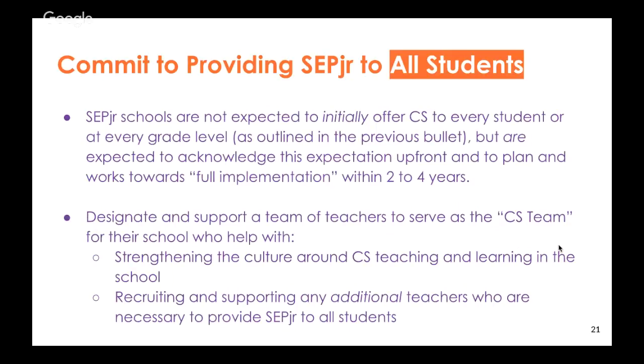And then to continue on that, SEPjr schools are not expected to initially offer computer science at every grade level, but are expected to acknowledge that that's the expectation up front. When you're applying for this program, we want you to understand that you're committing to a full implementation within 2 to 4 years. And we want that to be the driving force behind your application and your answers, demonstrating that yes, I understand this, yes, our school understands this, the teachers understand this, and we're committed. We believe this is something that will be valuable not only to our classroom, but to our school.